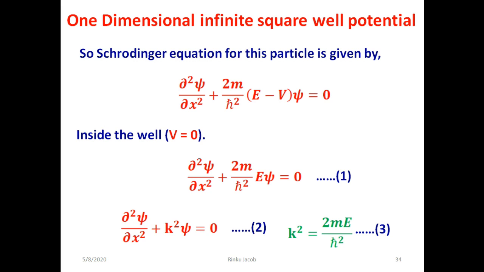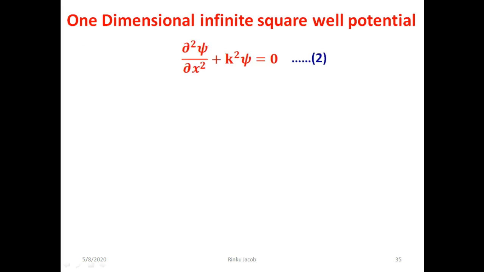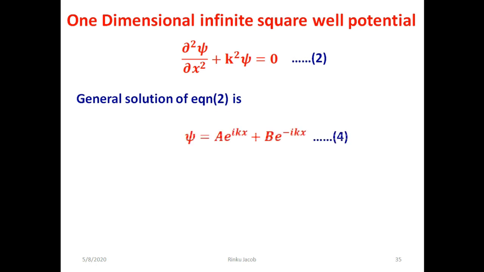as equation 3. So equation 2 is a standard form of differential equation. The general solution of this equation is ψ = A e^(ikx) + B e^(-ikx), which is given as equation 4. So this is the expression for the wave function that represents the trapped particle inside the potential well. Now we have to find the unknown terms in the equation, that is A and B.